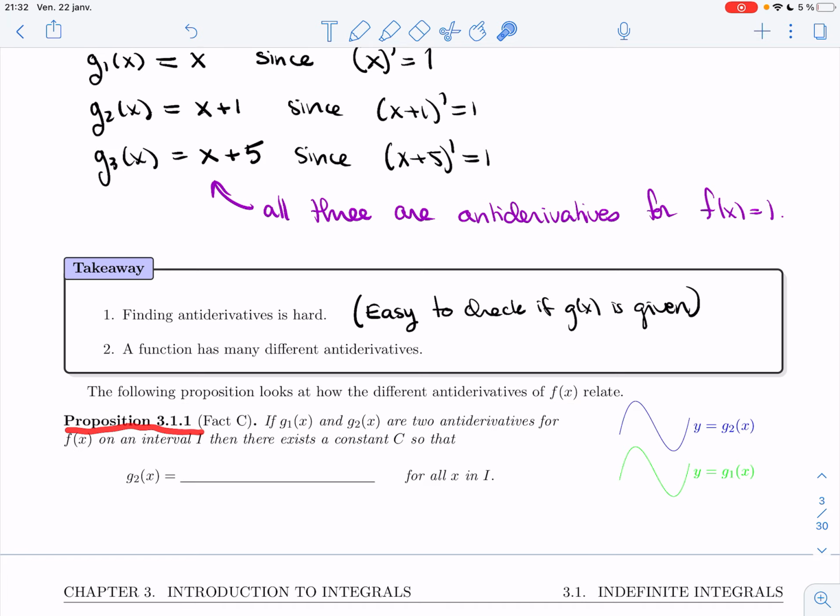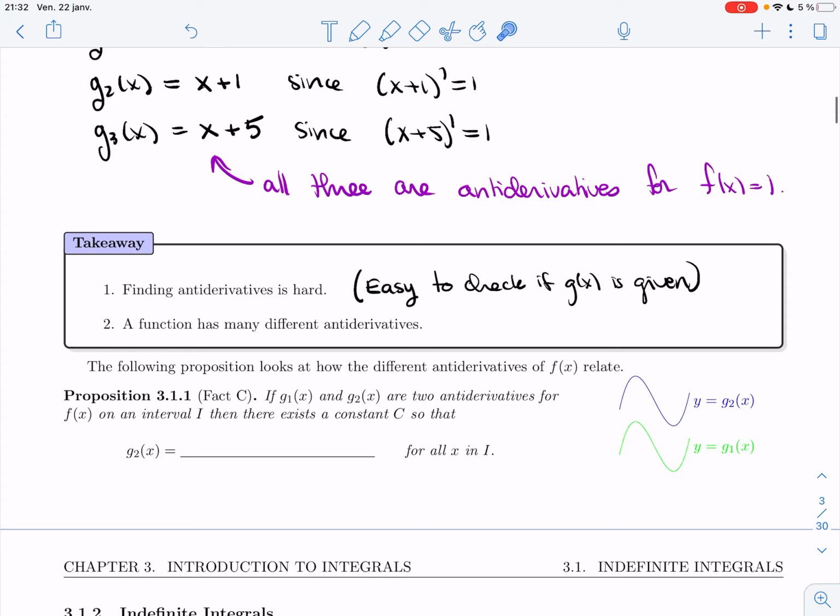So this proposition, I'm going to call it fact C just because I find it easier to remember than any other name. So if g1 of x and g2 of x are two antiderivatives for the same function f on an interval, then there exists a constant c so that g2 is just g1 of x plus c for all x.